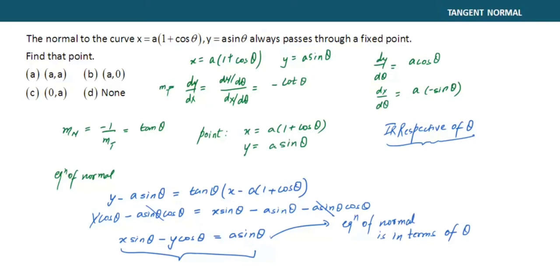So just match the answers that are given to you now. Can we easily find our answer? If you see option B, if you just substitute (a, 0) in this normal, it becomes a sin theta is equal to a sin theta. That means LHS is equal to RHS always for any value of theta. So all the normals, irrespective of what value of theta you put in, will all pass through this particular point, and this is our final answer. This is how you find questions based on a fixed point. Got it?